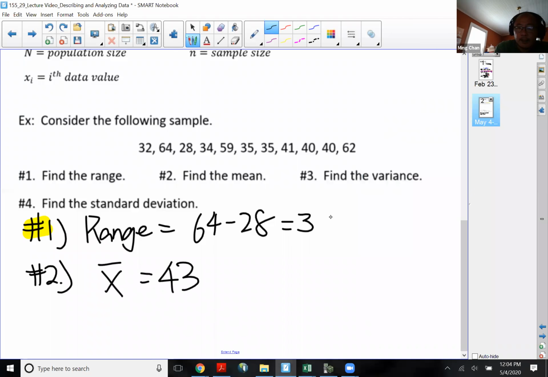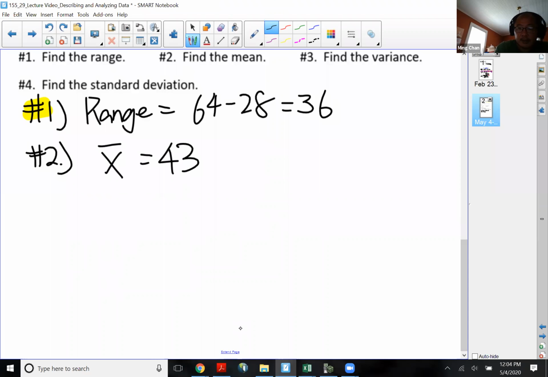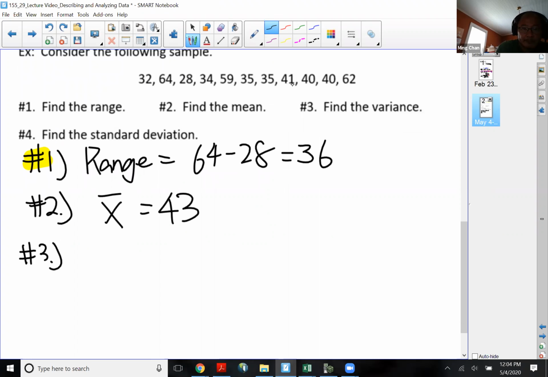Okay, now find the variance. This is how we do it. The first thing you do is list your data. These are your x sub i.